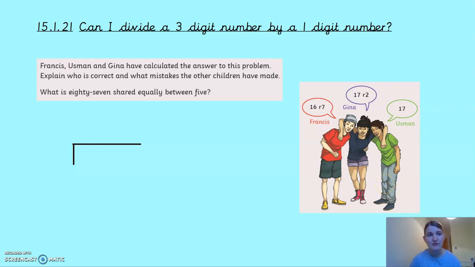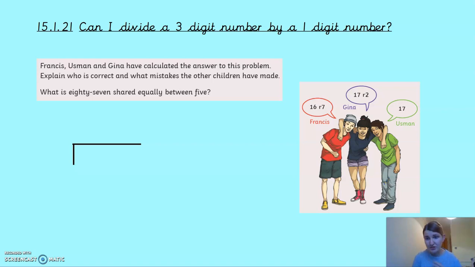Okay, let's have a look then. So we've got Francis, Usman and Gina have had a go at doing 87 shared equally between 5. Which one of them is correct and what mistakes have they made? Perhaps before we go any further, before we even work it out, could you think about who might be right and who might be wrong?